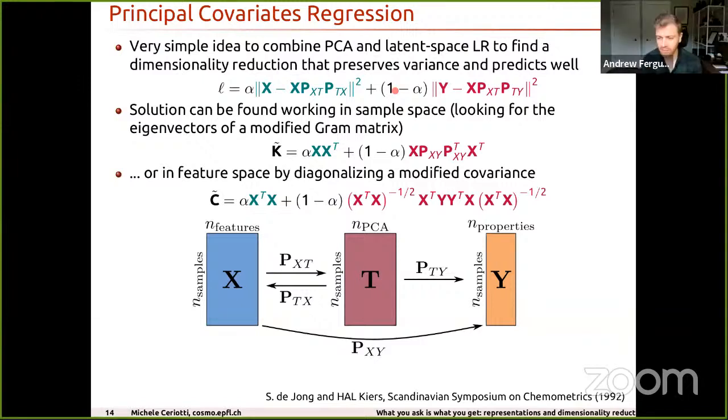Great, thank you very much. And also Frank, canonical covariance analysis. Yeah, the CCA also looks similar.